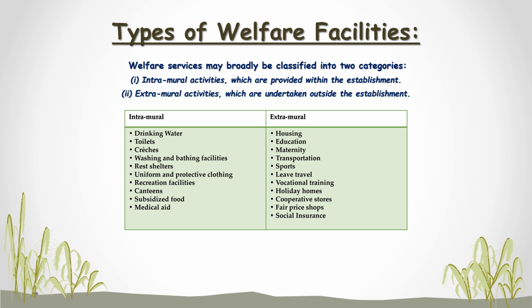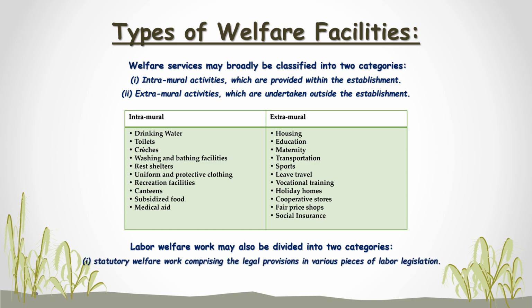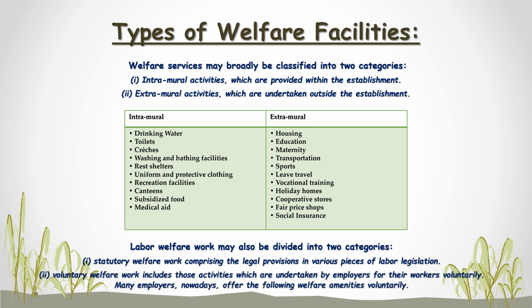Social insurance. Labor welfare work may also be divided into two categories. 1. Statutory welfare work comprising the legal provisions in various pieces of labor legislation. 2. Voluntary welfare work includes those activities which are undertaken by employers for their workers voluntarily. Many employers, nowadays, offer the following welfare amenities voluntarily.